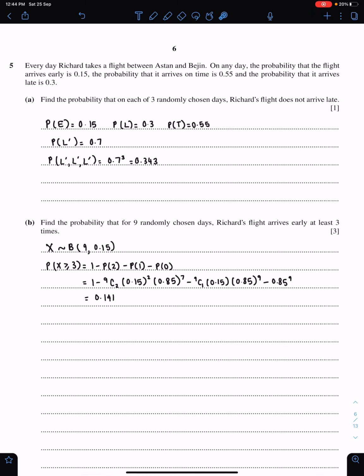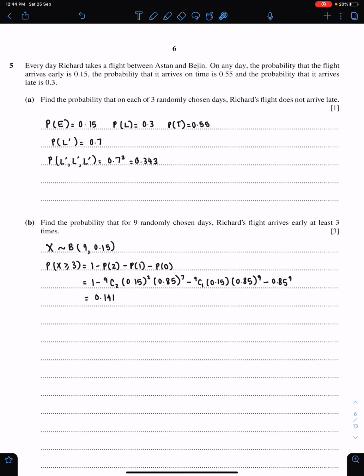Next question. Every day Richard takes a flight between A and B. On any day the probability that the flight arrives early is this, on time is this, and arrives late is this.